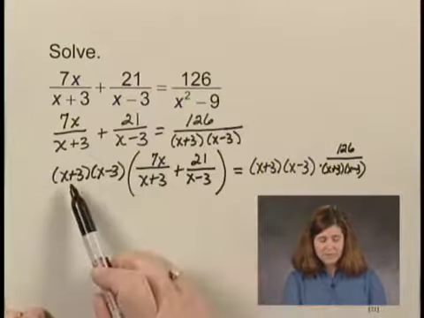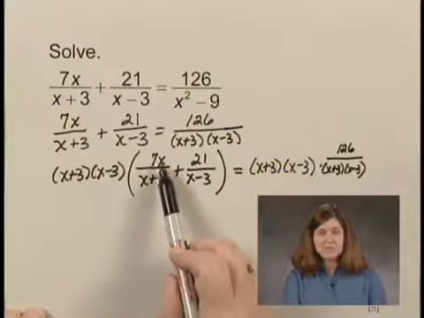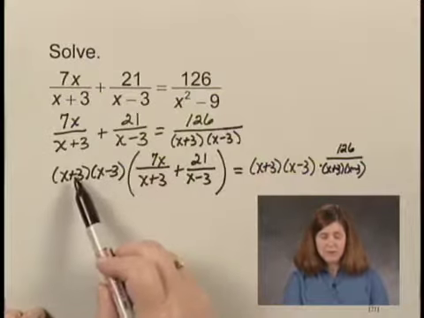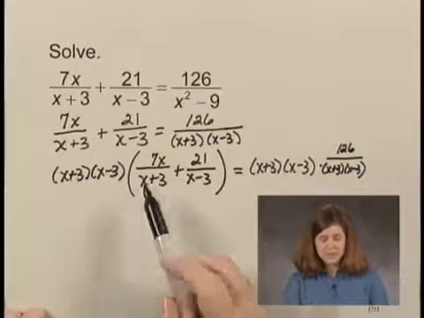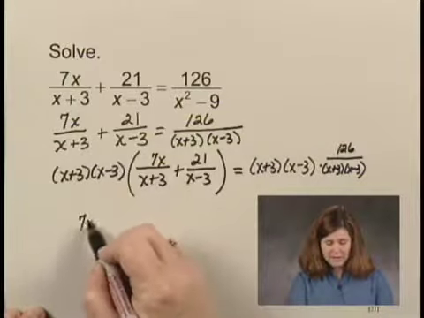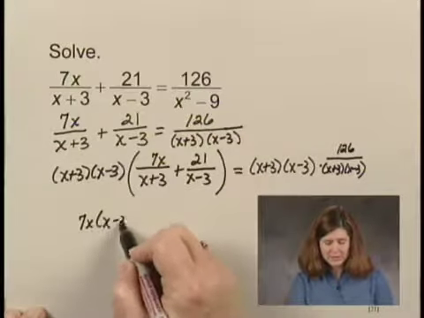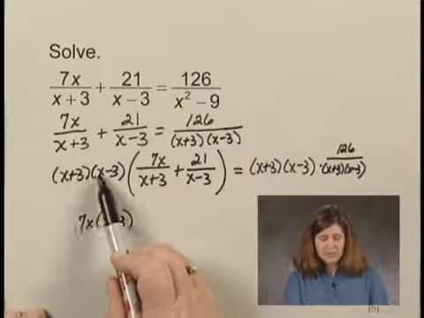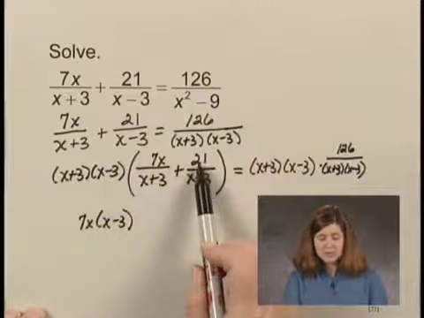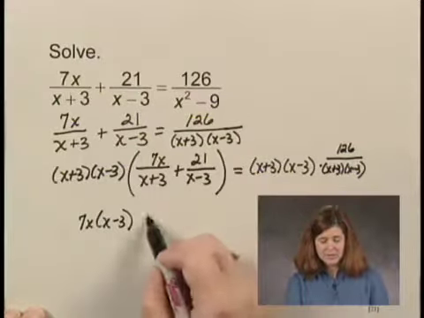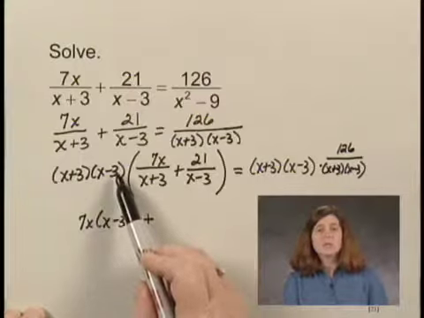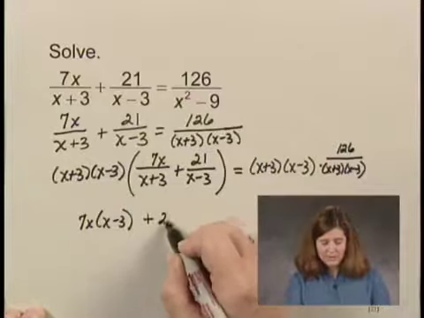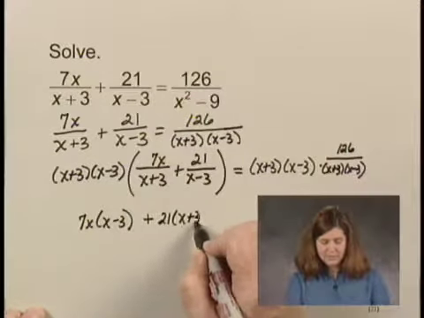I multiply x plus 3 times x minus 3 times 7x over x plus 3. The x plus 3 in the numerator and the x plus 3 in the denominator will cancel, and I'll be left with 7x times x minus 3. Now, using the distributive property, I multiply x plus 3 times x minus 3 times 21 over x minus 3. Here, the x minus 3 in the numerator and the x minus 3 in the denominator will cancel, and I'll be left with 21 times x plus 3.